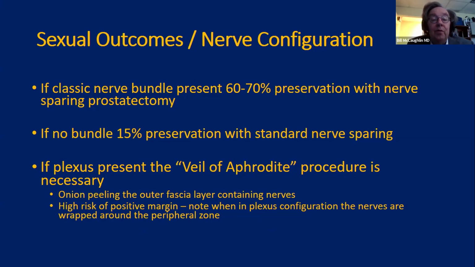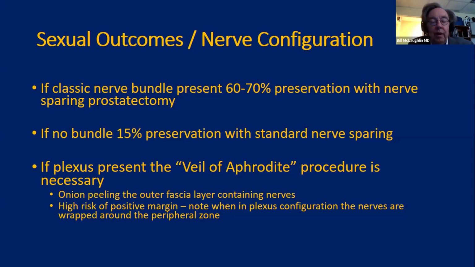If the plexus is present, smeared over the side, there's a new procedure in the last few years called the veil of Aphrodite. Lift the veil of Aphrodite. This is one of the great names of all time for a surgical procedure. What are they doing? Well, instead of taking the corner off, they're literally onion peeling the outer fascia. All those nerves are resting in it. They literally peel the fascia off the prostate with the nerves. They stay in the body.